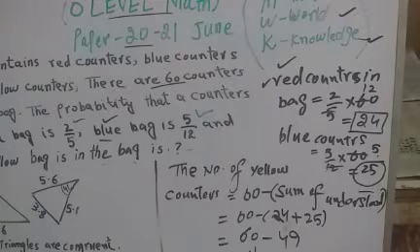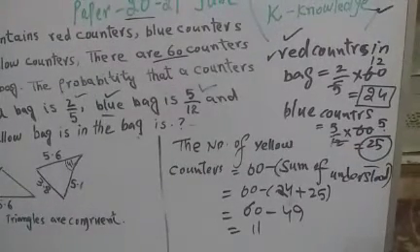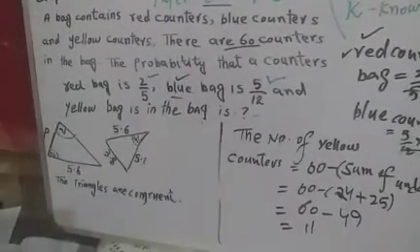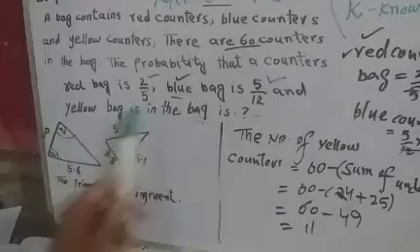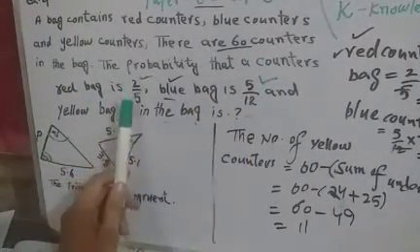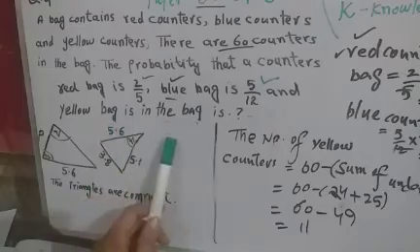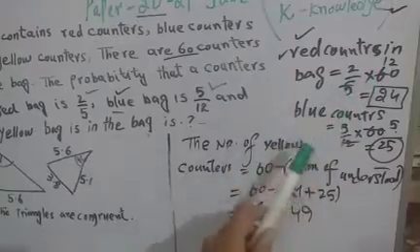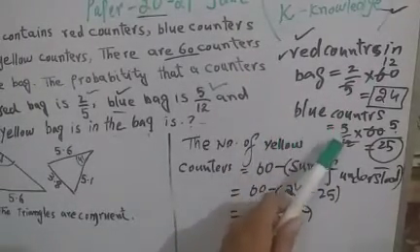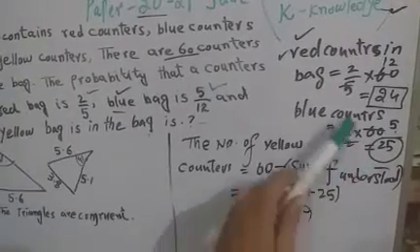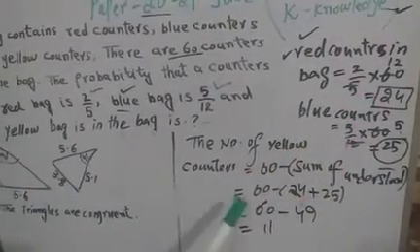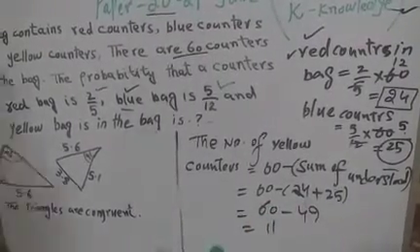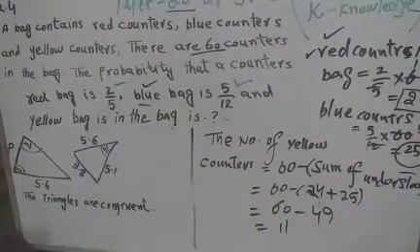It means that in this question, a bag contains red counters, blue counters, and yellow counters. In probability form, red is 2 by 5, blue is 5 by 12, and yellow you can find. First, red counters: 2 by 5 multiplied by the total counters, and blue is 5 by 12 multiplied by 60 total counters. First one is 24, second one is 25, total counters are 60 minus 24 plus 25, which is 49. So the answer is 11. It means that the correct answer is 11.